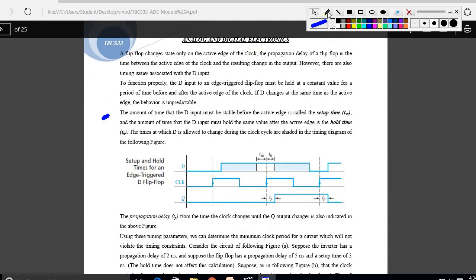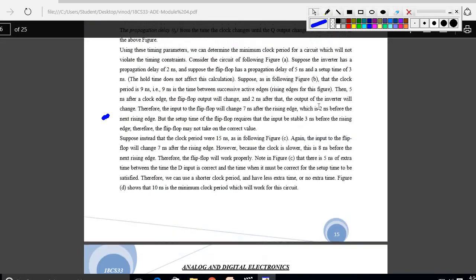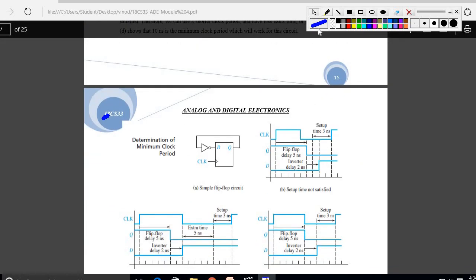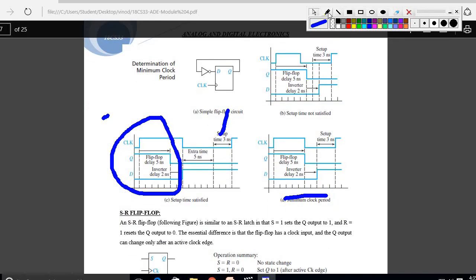Okay, next, this one is only for setup and hold times for an edge-triggered D flip-flop. It is not that important; they have just mentioned it to get the propagation delay. Just leave this concept, it is not much required. But see here, the determination of minimum clock period. This is your simple D flip-flop circuit, and setup time is what it is telling about.